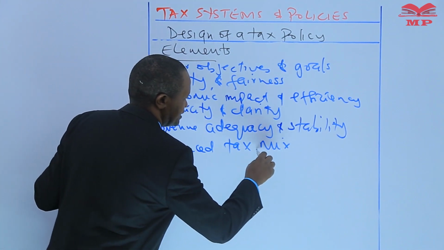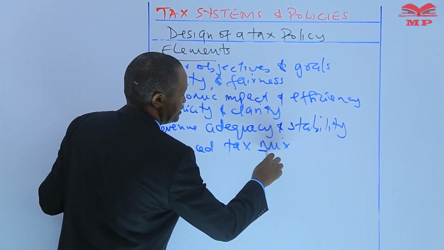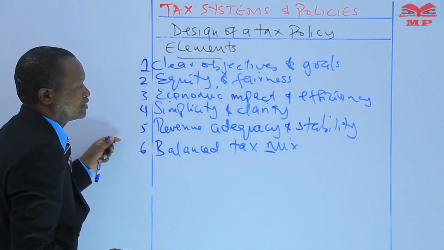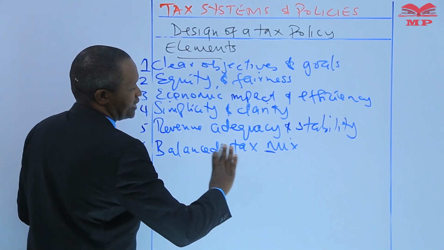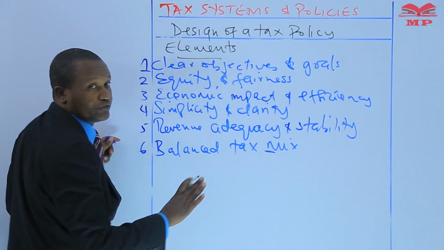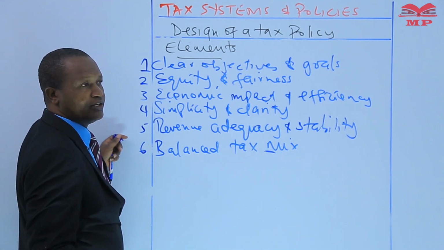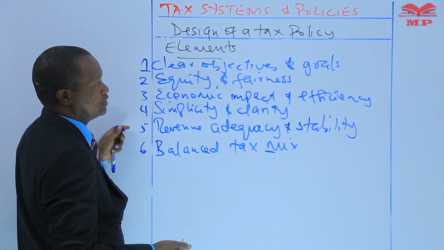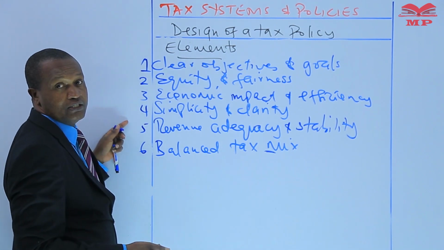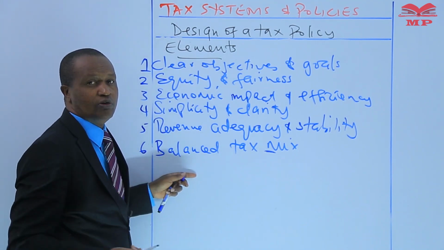Balance, mix. That also means that there ought to be a mix of taxes. Consider a mix of taxes like taxes on income, taxes on consumption, taxes on property, in order to distribute the tax burden across various segments of the economy.